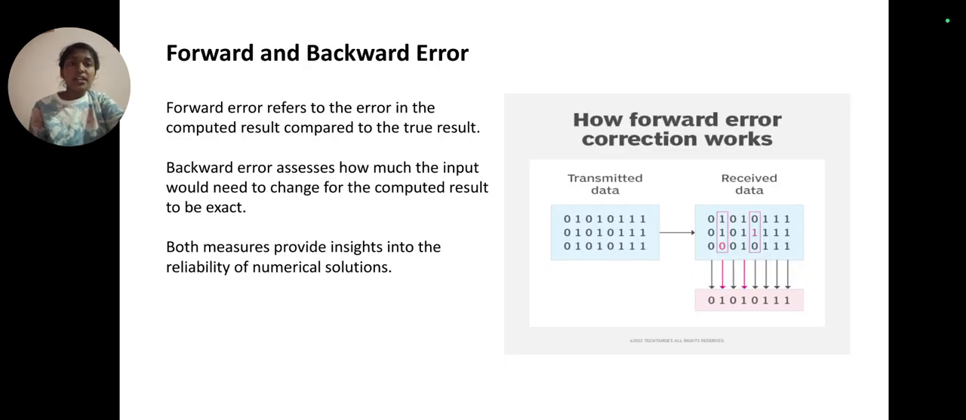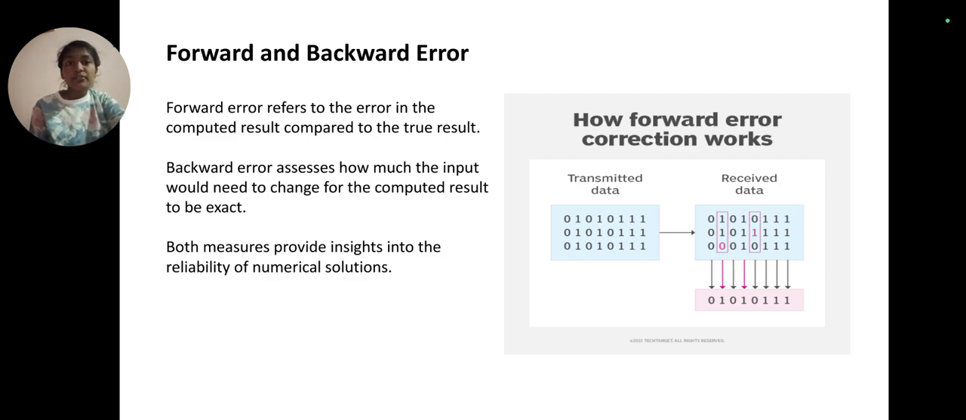Forward and backward errors. Forward error refers to the error in the computed result compared to the true value. Backward error asks how much the input would need to change for the computed result to be exact. Both measures provide insight into the reliability of numerical solutions.